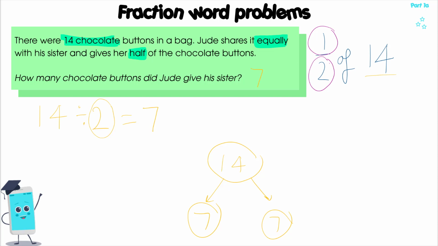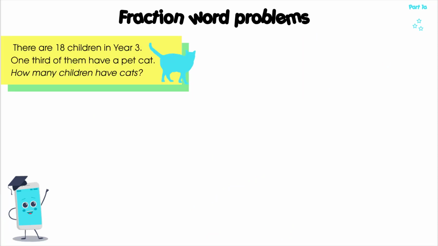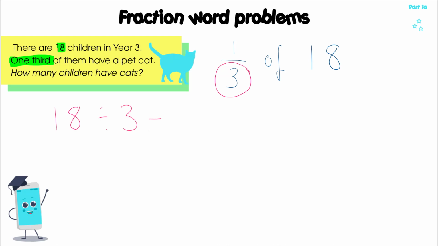Let's have a look at another question. There are 18 children in year 3. 1/3 of them have a pet cat. How many children have cats? So we're looking at 18 children and 1/3. 1/3 of them have a pet cat. How many have cats? So what I want to find here is 1/3 of 18. So I look at my denominator and that's what I'm sharing by. So I'm going to be doing 18 divided by 3.